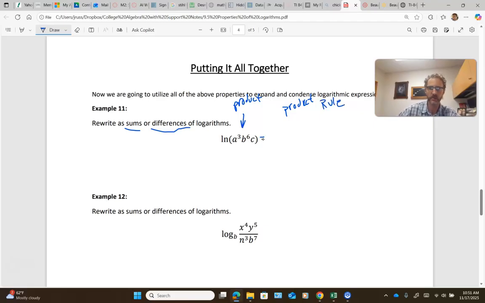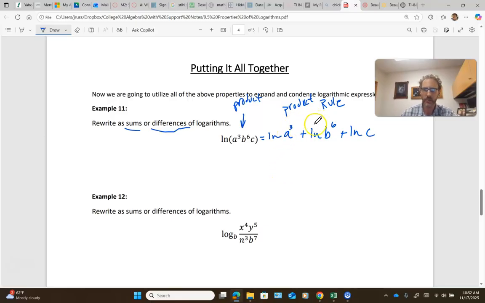The first thing that I'm going to do, I'm going to start by writing three separate logarithms. And in each of those logarithms, we're going to have one of these factors. So this will be the natural log of a to the third. And remember, because we're using product rule, we'll be separating these logarithms with addition. So the natural log of a to the third plus the natural log of b to the sixth plus, and then finally the natural log of that last factor, which is c. So that's my first step.